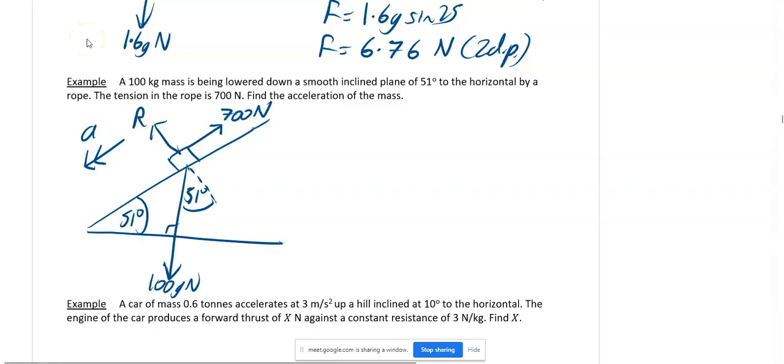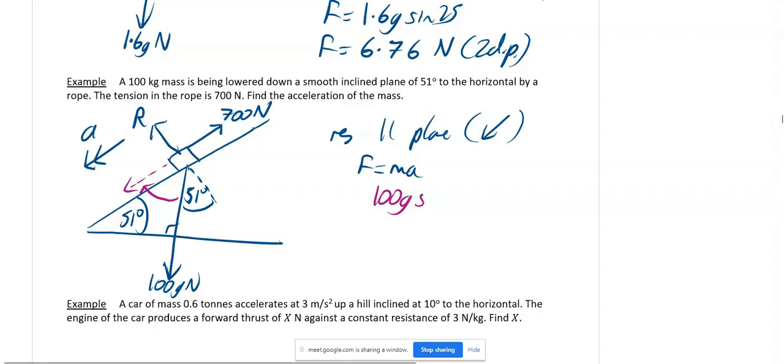We don't need to do perpendicular. We could just say resolve parallel to the plane, and I'm going to take anything going down as positive. And I'm also going to use F equals ma. Now, what you've got is your force going down the slope is this component here. So what's pulling you down the slope is 100g sine 51. What's going against that, what's preventing it just firing down the slope, is a 700. And then that is equal to 100 times your acceleration.